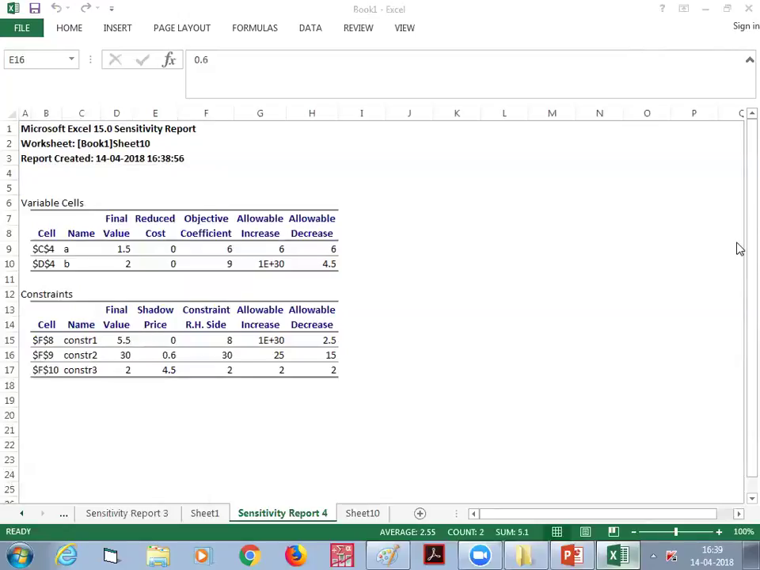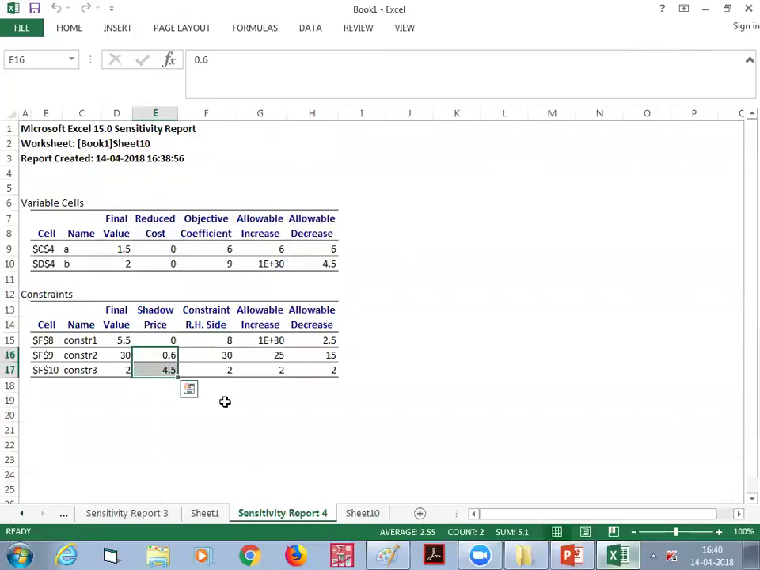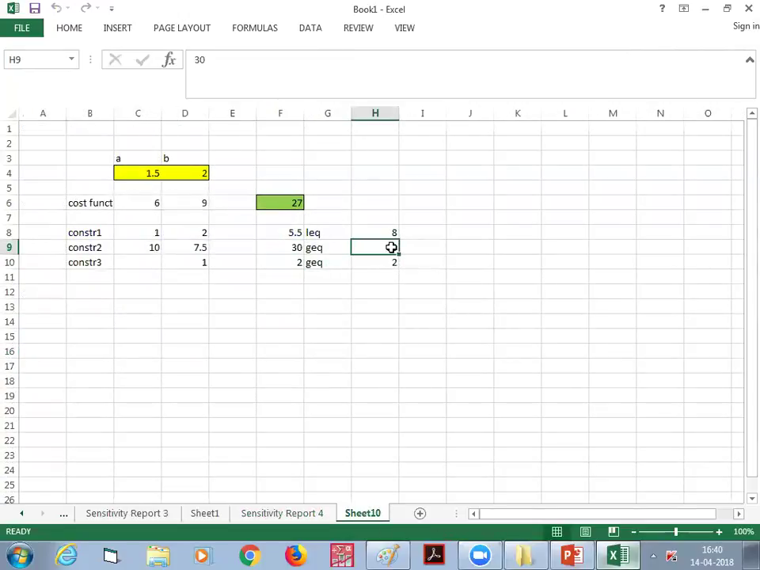So the final values: left hand side is 5.5, right hand side is 8. So the first one is not binding. The second one and third one are binding constraints, and they are the ones with dual values or shadow prices. Notice the shadow prices are positive here, whereas the dual values are negative. So what does that mean? If we increase the right hand side by 1, the cost will increase by that much.